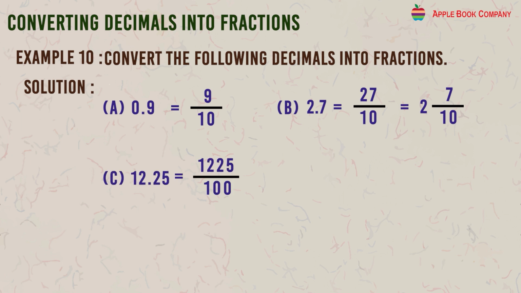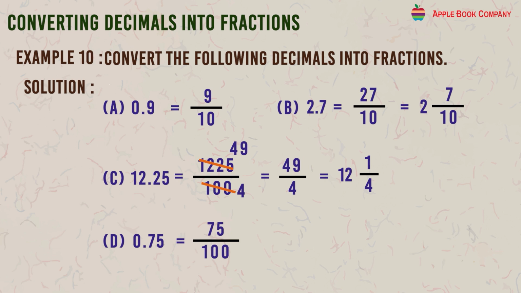12.25 is 1225 by 100, which can be simplified further as 49 by 4, which can also be written as 12 1 by 4. B, 0.75. 75 by 100 can be simplified further as 3 by 4.